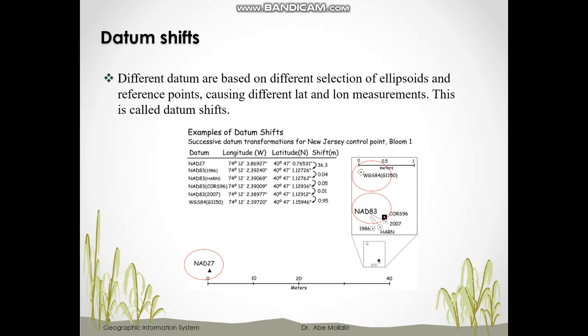Sometimes in GIS you may see that for the same location you have different latitude and longitude measurements. This is because you are using different datums, because different datums are based on different selections of ellipsoid and different sets of reference points. So this figure shows you the shifts between measurements of the same location using NAD-27, NAD-83, and WGS-84. As you can see, the biggest shift is between NAD-27 and NAD-83, almost 40 meters, while the shift is very small between NAD-83 and WGS-84. So the shift tends to be small if two datums were developed in similar years, such as NAD-83 and WGS-84, and you can see the error is less than 1 meter.